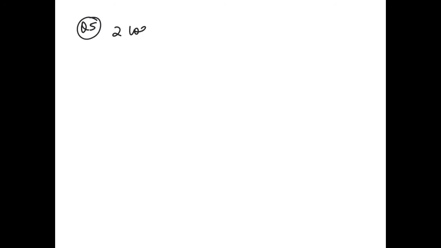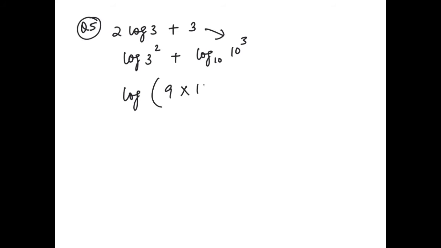Question number 5. 2 log 3 plus 3. So we can say log 3 squared plus 3. You can change it into a base 10 number. So you can say base 10, it will be 10 cubed. So this can be expressed as this. So now same base. So it's log 9 times 1000. So the answer would be log 9000.